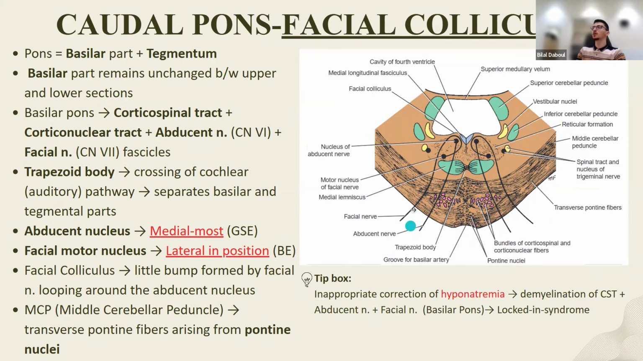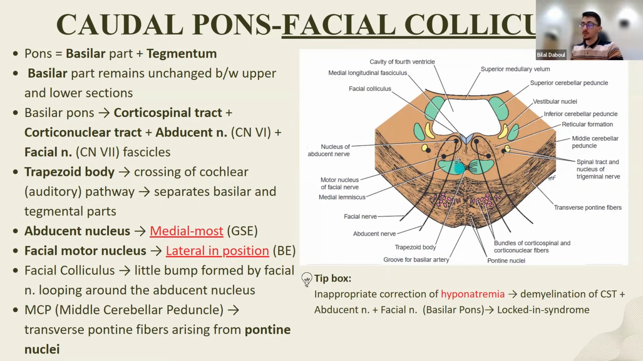Same thing. You have the trapezoid body here in the middle. It corresponds to the cochlear pathway. So you have fibers that cross the midline at the level of the pons, corresponding to the cochlear pathway or the hearing pathway, the hearing system. On either side, we have the medial lemniscus. Again, the medial lemniscus goes from being vertically placed to, this way, being horizontally placed at the level of the pons, but still it's medial in position.